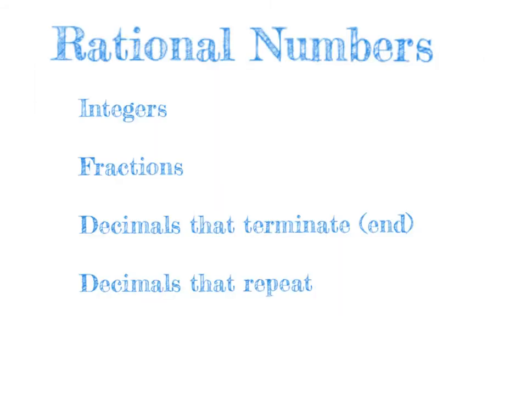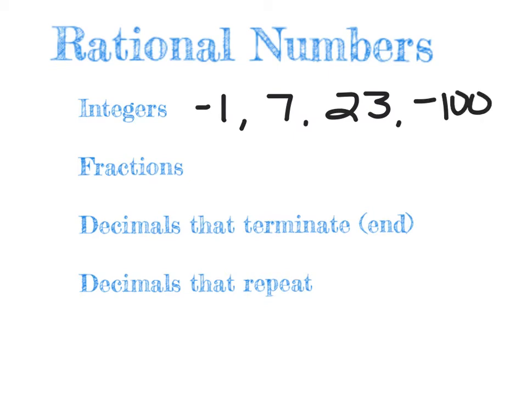Okay, so just to summarize what that video was saying, rational numbers include just regular numbers, which we call integers if we're including negative numbers. So something to the effect of -1 or 7 or 23 or -100. All those are integers and they're considered rational numbers. Also, fractions are part of that list.